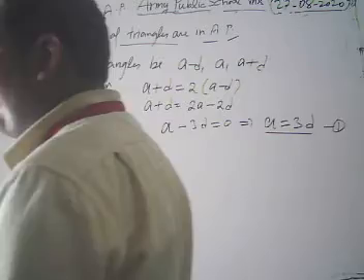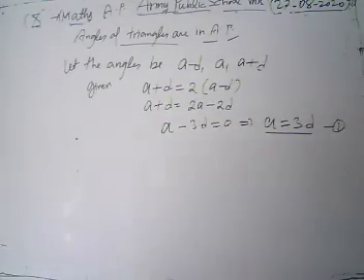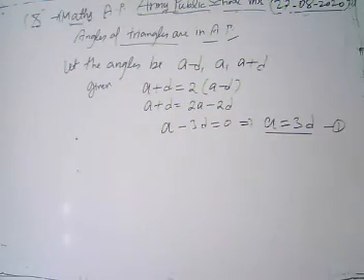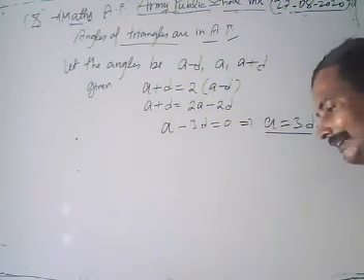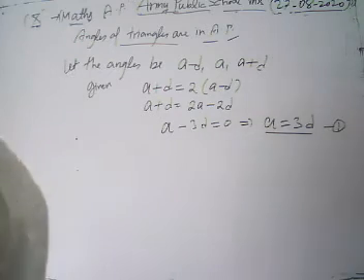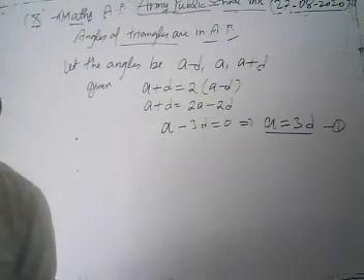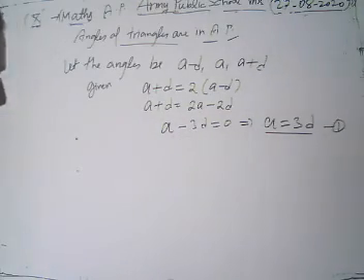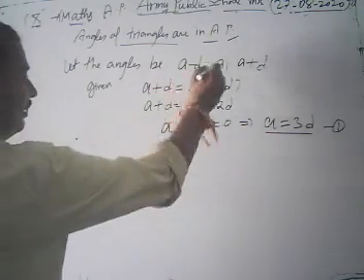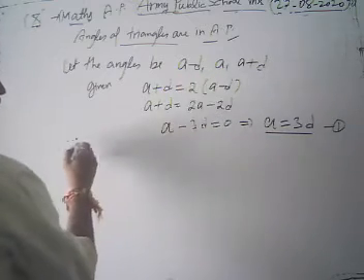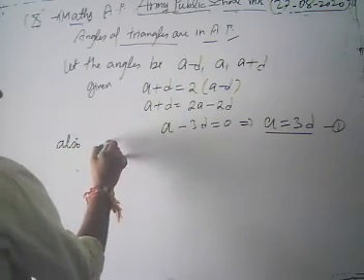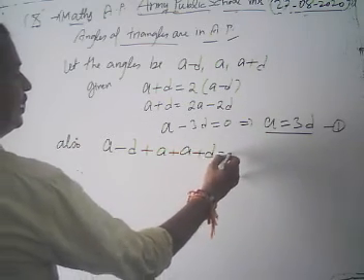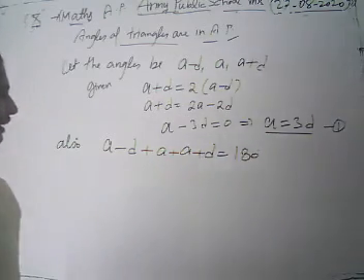There is no other relationship here, we have just a equal to 3d. But what else is given? It's given that it is a triangle. What is the property of a triangle? The sum of the angles of a triangle is equal to 180 degrees. These represent the angles of a triangle, so we also have a minus d plus a plus d is equal to 180 degrees.